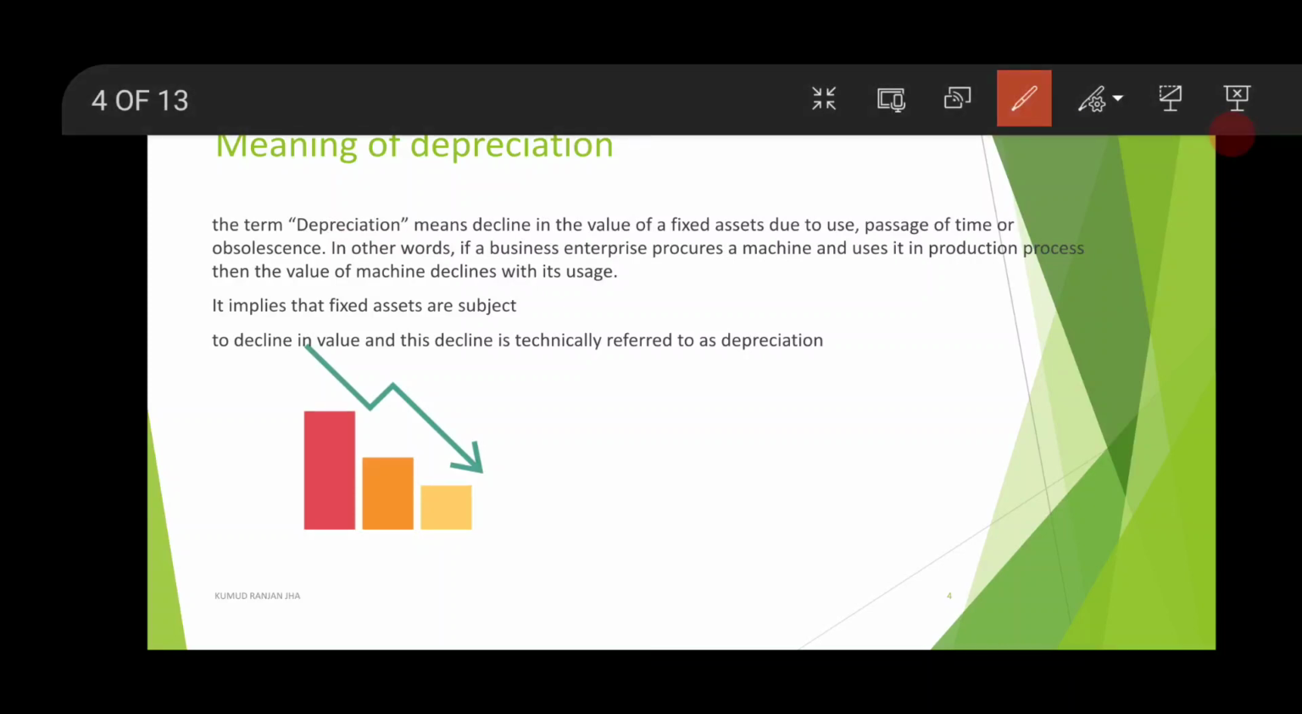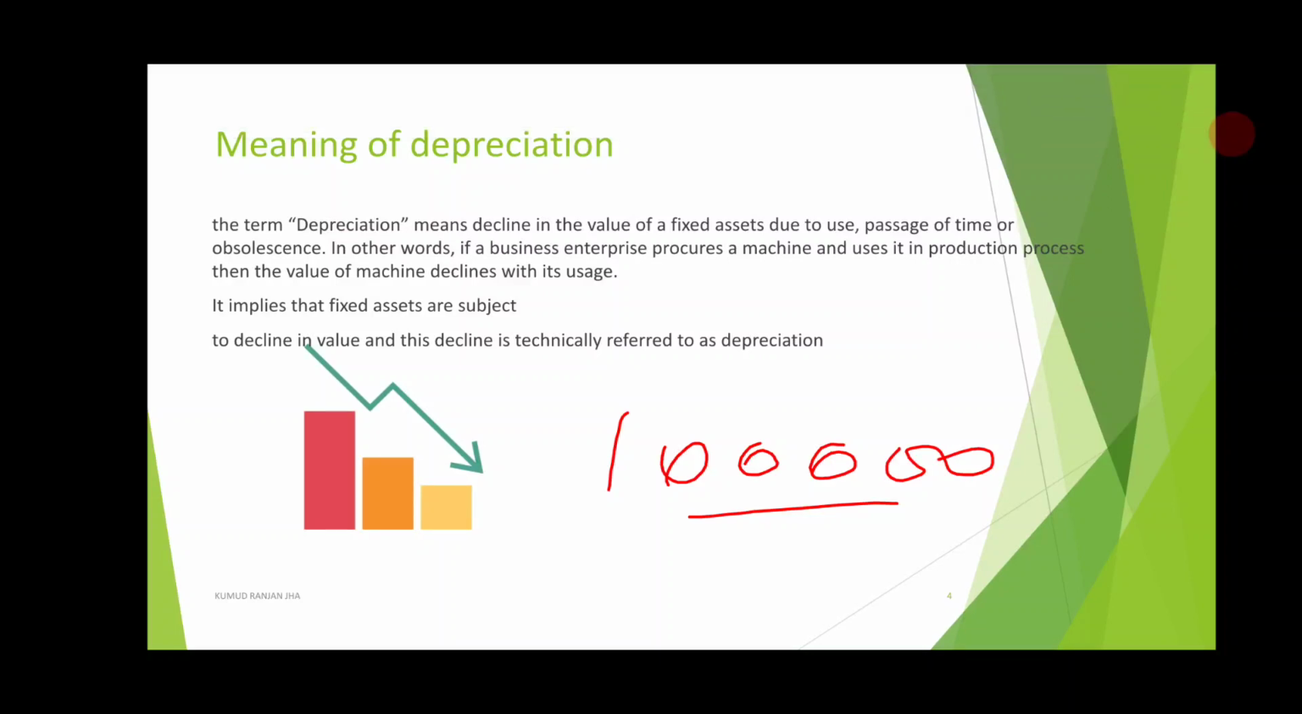Suppose we have a business firm and we have installed a machinery of rupees 1 lakh. हमने 1 lakh की एक machinery installed की. After usage, after 1 year, after 2 years, क्या होगा? टाइम बीत जाएगा, passage of time, obsolescence, हो सकता है टेक्नोलॉजी हो जाए, कुछ नई upgraded आ जाए और हमारी मशीन पुरानी हो जाए. इन सभी वजह से इनकी वैल्यू में decline होगा. यदि मैं after 2 years अपनी इस मशीन को बेचने जाऊं, nobody is going to buy it at the amount of rupees 1 lakh. We will get definitely less amount. That is the decline, and decline in the value of fixed assets is technically known as depreciation.